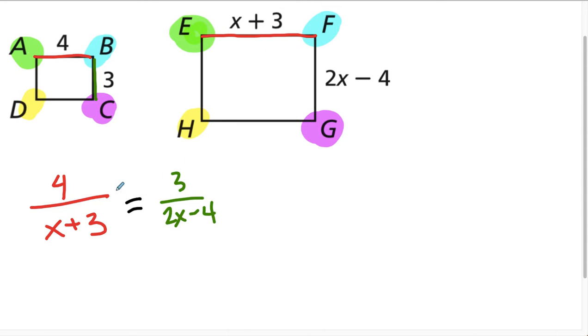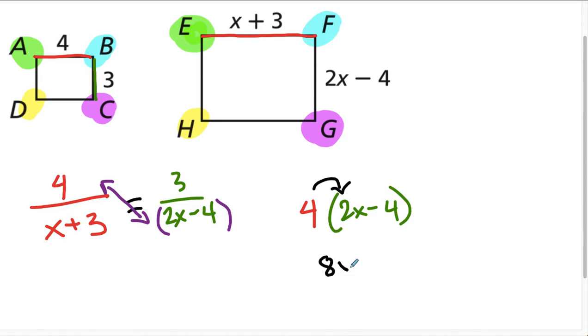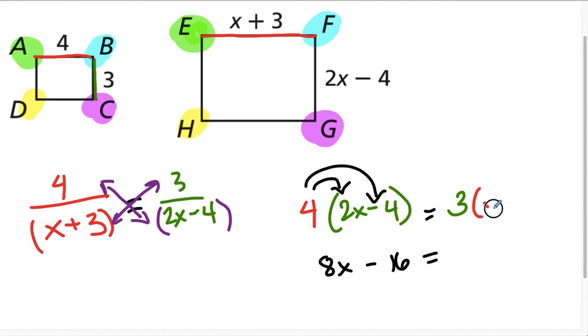We will solve the same way we did before, and that is called cross multiplying. We are multiplying this 4 to this group 2x minus 4. When you do that, you want to apply the distributive property. So that becomes 8x minus 16. You want to be careful. Now we are multiplying this group x plus 3 with this 3. Again, we're taking 3 and multiplying it with x plus 3. We have to use the distributive property, so 3 times x becomes 3x, and 3 times 3 becomes 9.